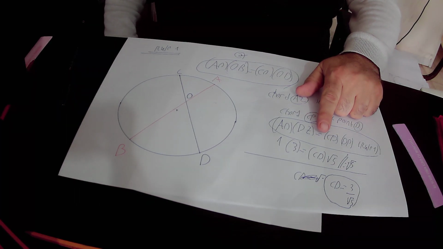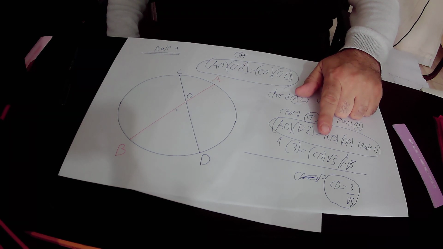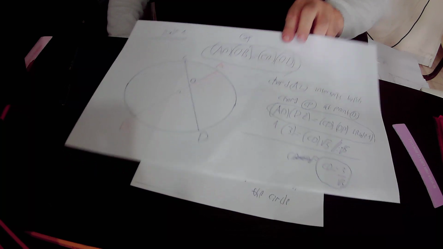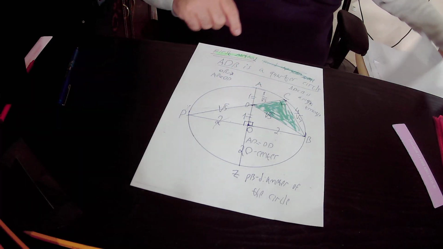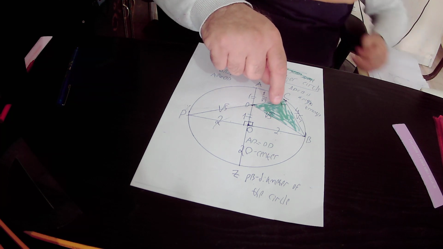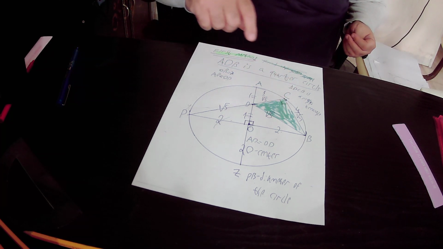Here we got that square root of 3 equals CD times square root of 5. We divided this equation by square root of 5, and we found out that CD equals 3 over square root of 5 units. Then we implemented the Pythagoras theorem on the right blue triangle, triangle CDB.